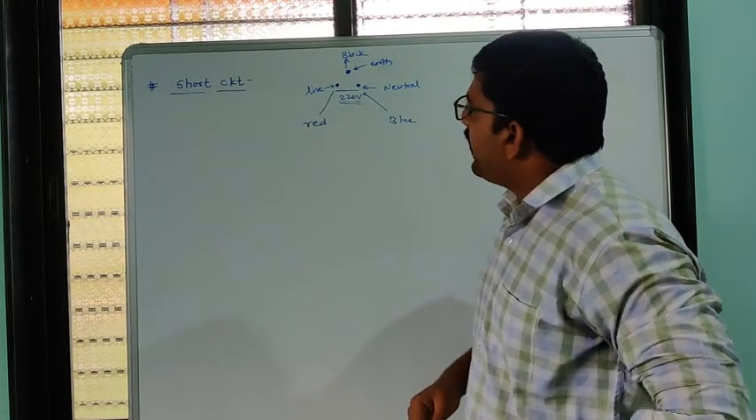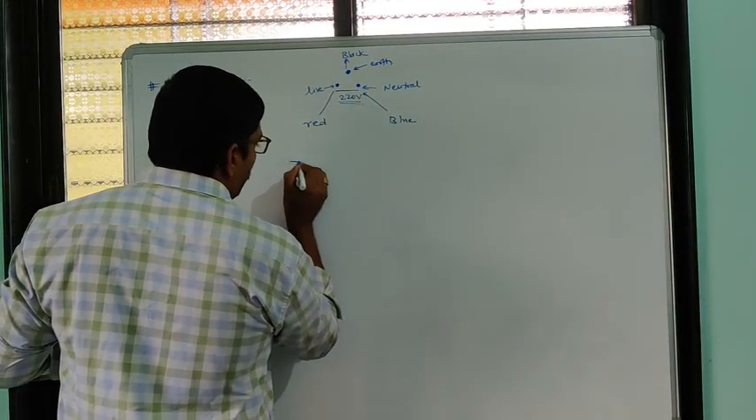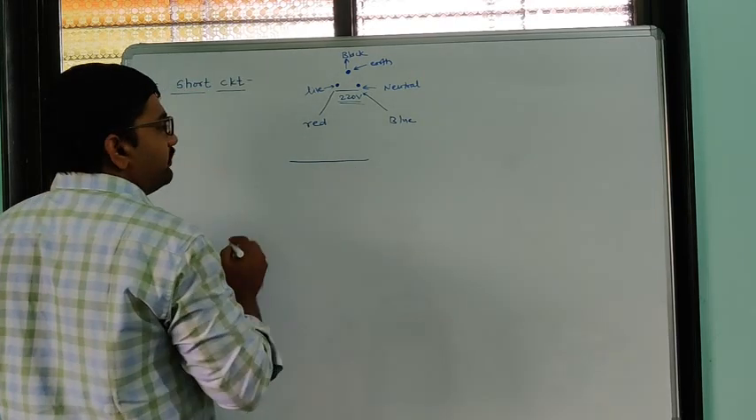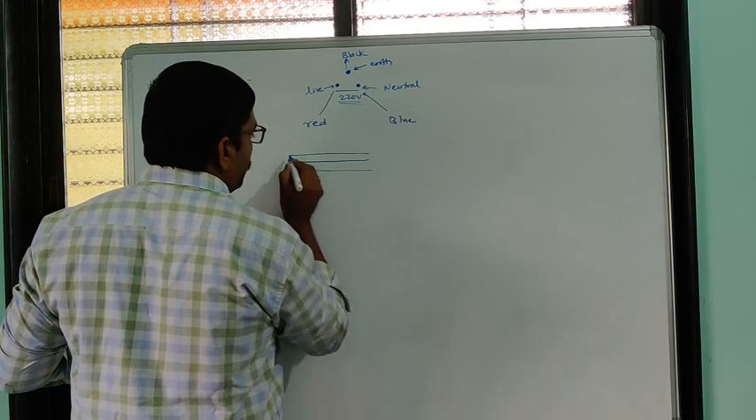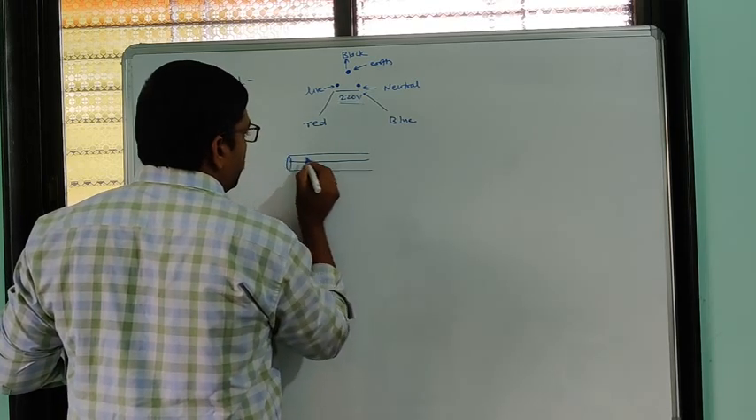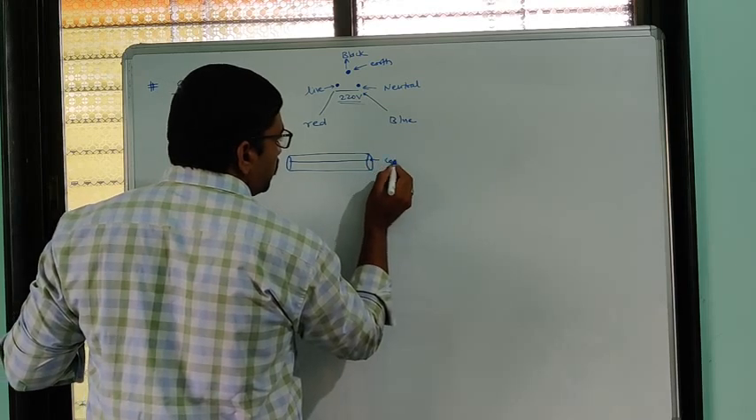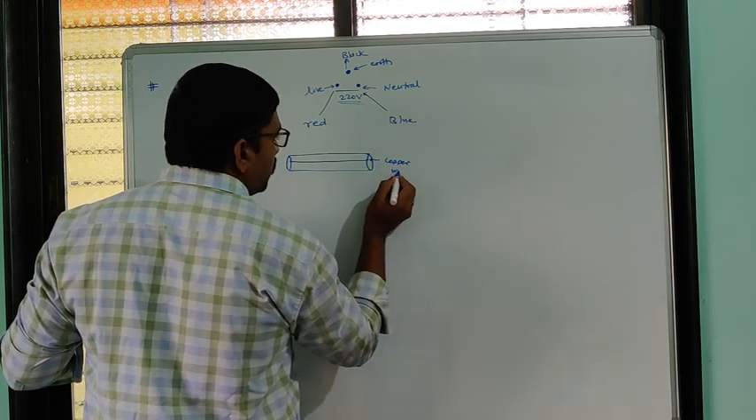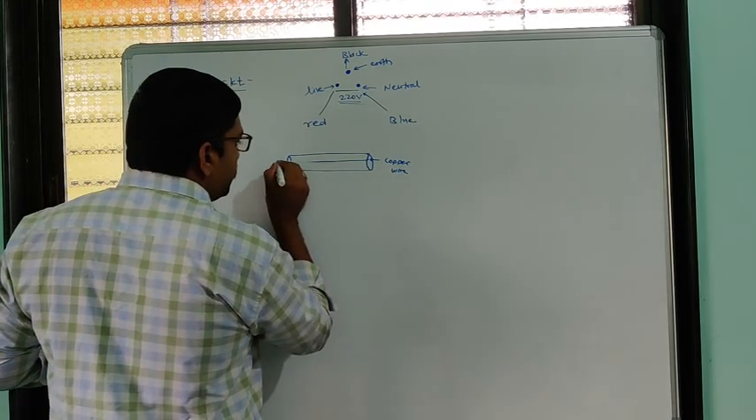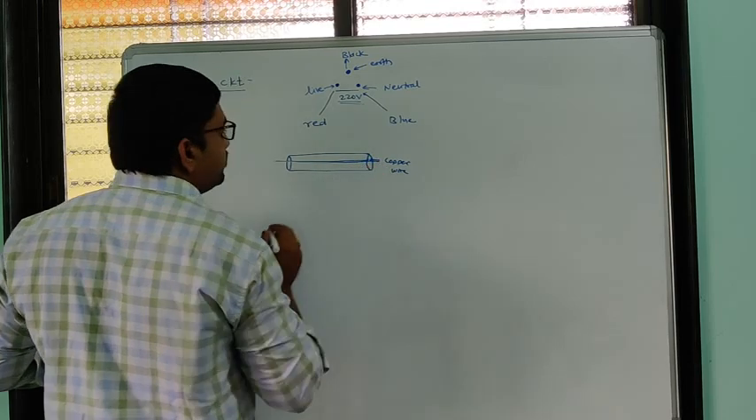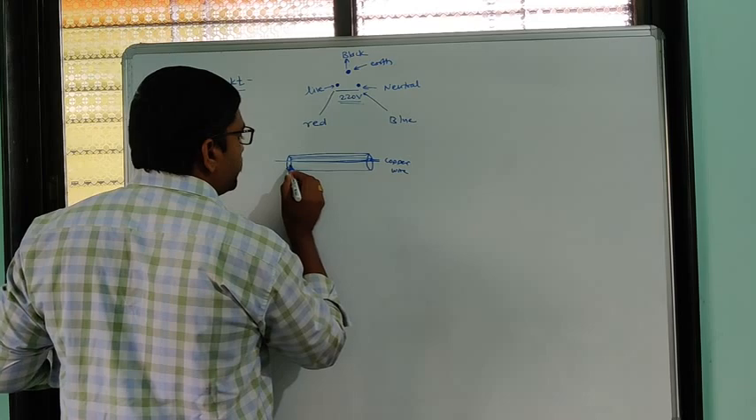Here, if we see the construction of a wire, a small copper wire is present in between, and a large coating is present around the wire. Only this very small copper wire is present in between, and all of these are coatings present around this wire.